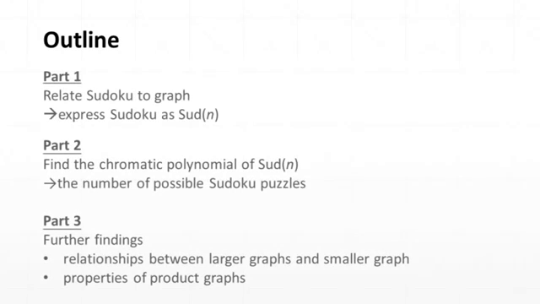We will divide the presentation into 3 parts. First, we will relate Sudoku to graph, expressing Sudoku as Sud_n. Second, we will find the chromatic polynomial of Sud_n, which leads to the number of possible Sudoku puzzles. Then, we will present further findings, including relationship between larger graphs and smaller graphs, and the properties of product graphs.